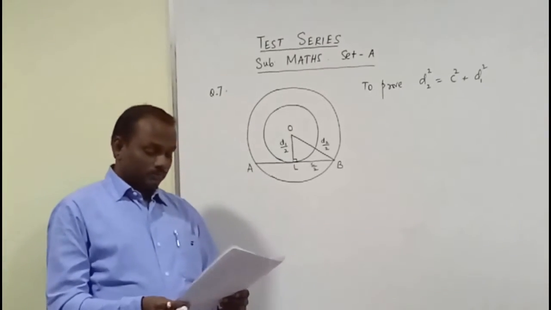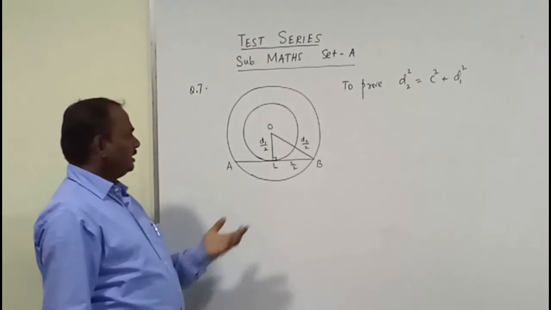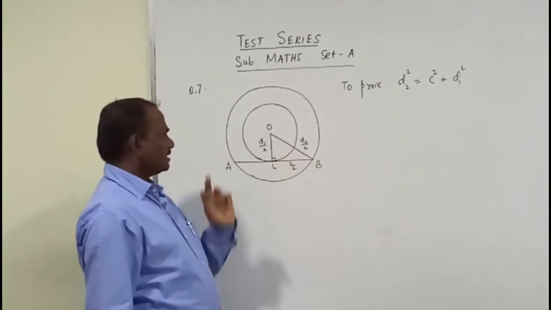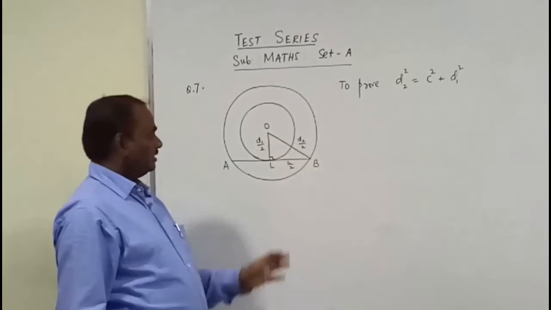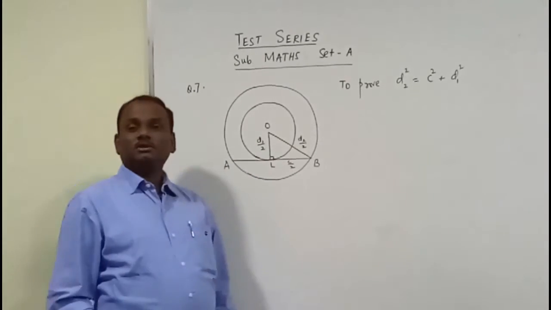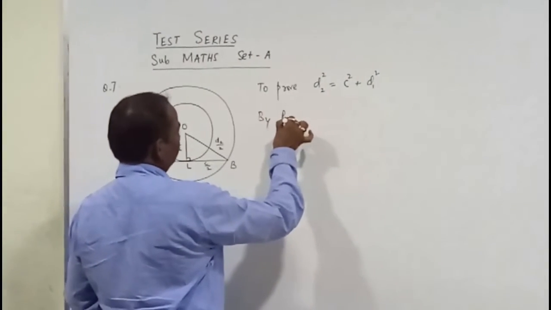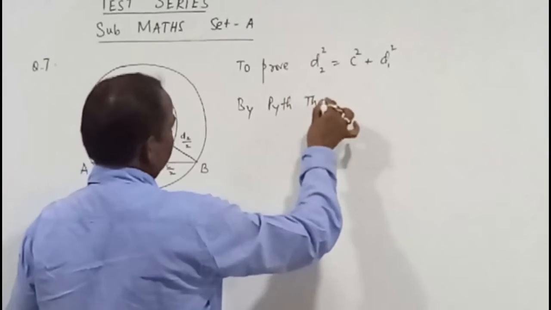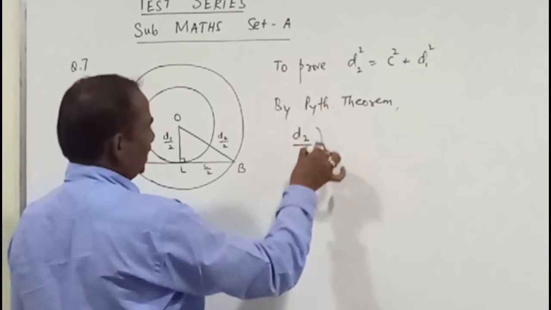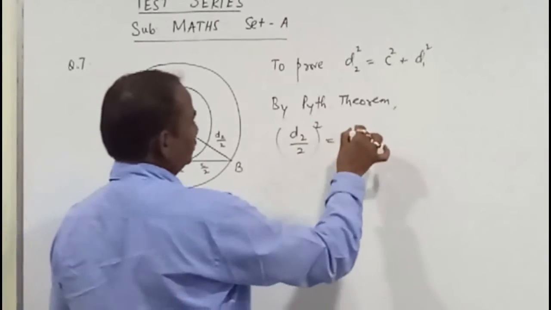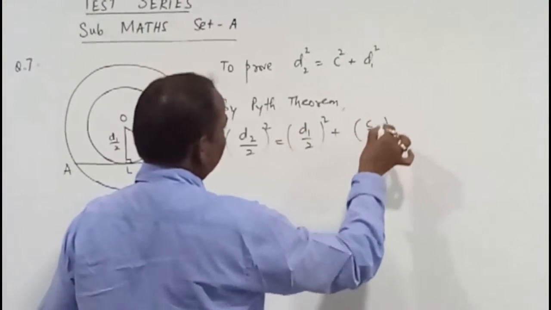Now we have been told to prove this. Now this can be proved in a very simple manner. Here you can see this OLB is a right triangle, and here these three sides are known to you in terms of variables, and they are the parts of the triangle where Pythagoras theorem can be applied. So if I apply the Pythagoras theorem, I can say that (d2 by 2) whole square is equal to (d1 upon 2) whole square plus (c upon 2) whole square.